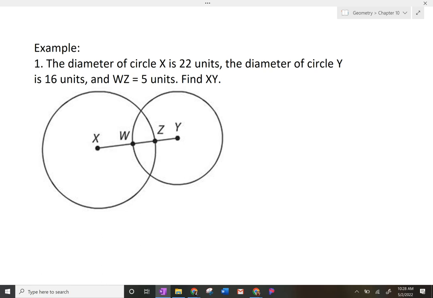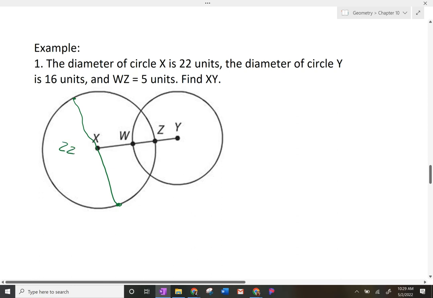Okay, so the first one says the diameter of circle X is 22 units. Diameter of circle Y is 16 units, and WZ is 5. It wants me to find the distance between X and Y. A lot of information there. We'll be able to break it down. So here's a diameter. The diameter of this first circle is 22 units long.